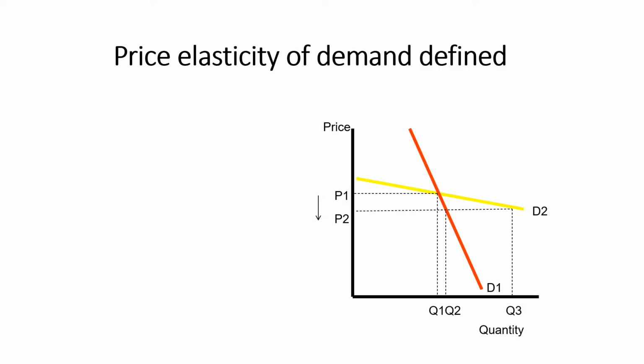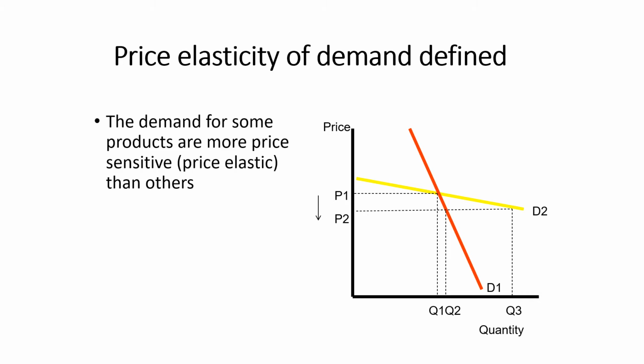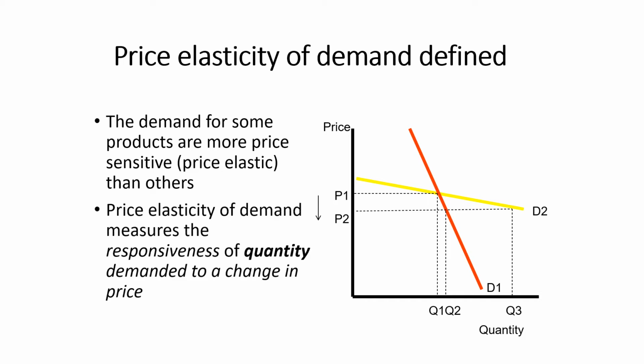So let's pin down this term, price elasticity of demand. How would you define it? I would define it as follows. Price elasticity of demand measures the responsiveness of quantity demanded to a change in price. So we know that the demand for some products is more price sensitive or price elastic than the demand for other products.